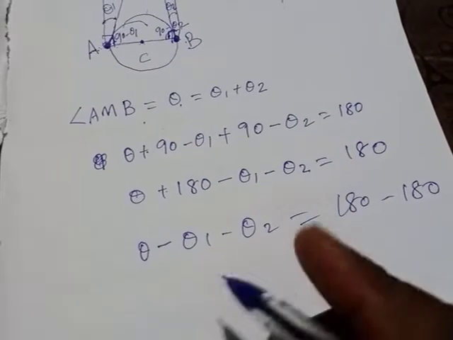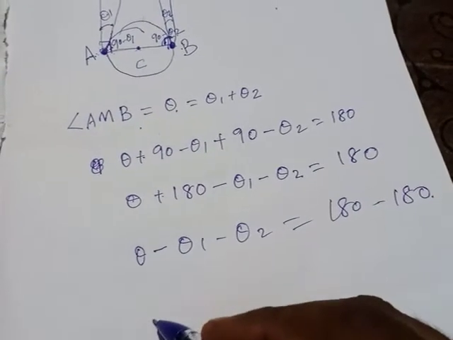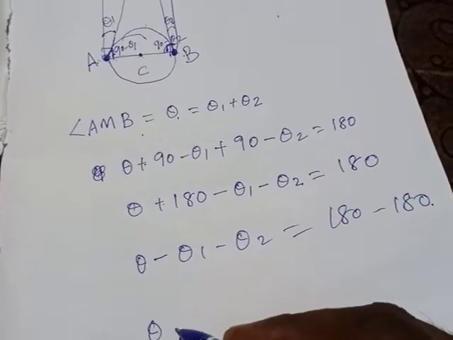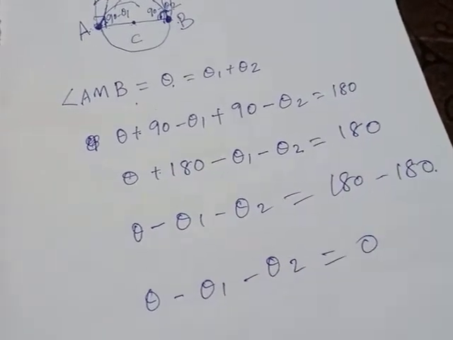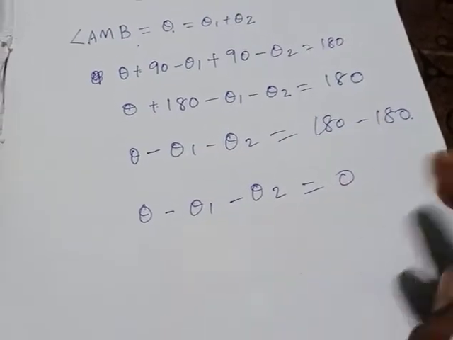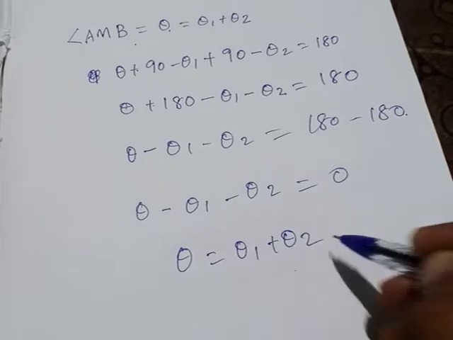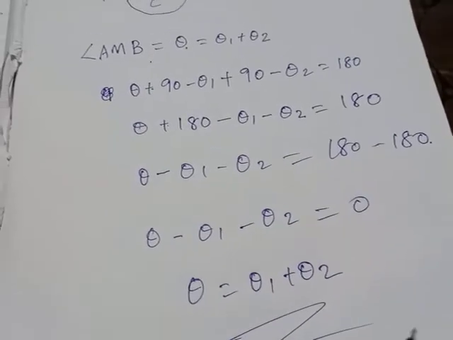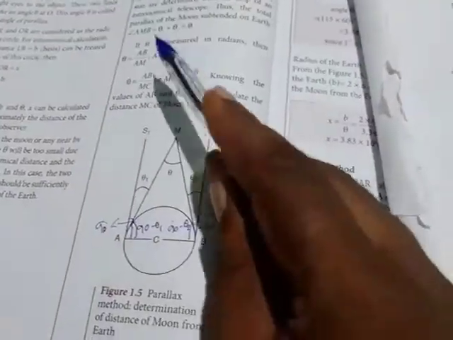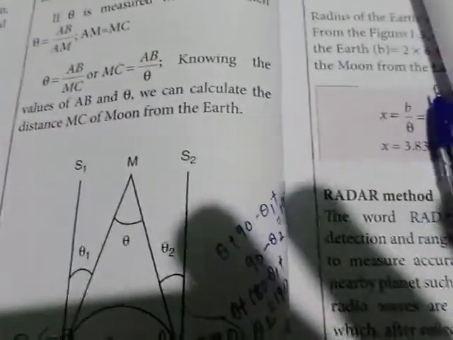Now we know that 180 minus 180 is 0. So theta minus theta 1 minus theta 2 is equal to 0. Now you need to find out the theta, so you can write theta is equal to theta 1 plus theta 2. This is how we are getting this theta value. Theta 1 plus theta 2 is equal to theta.